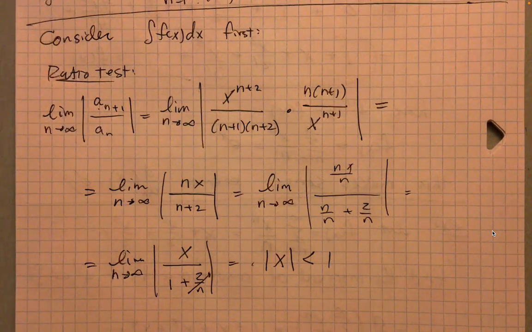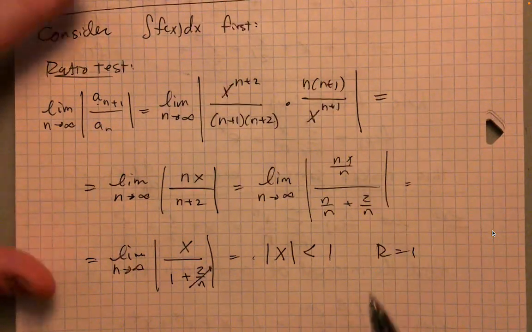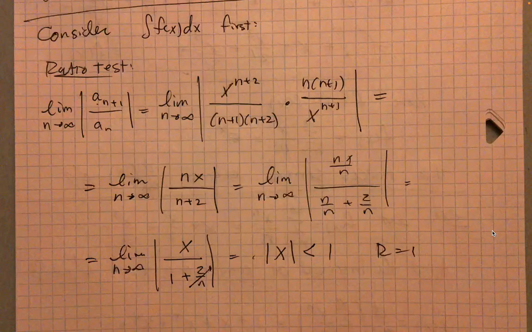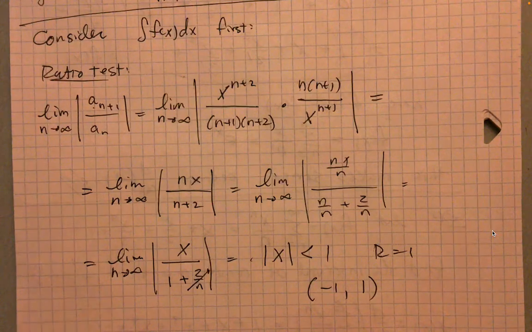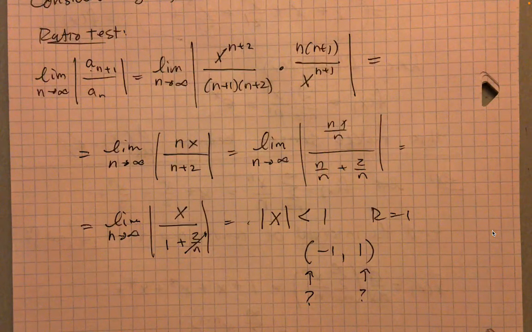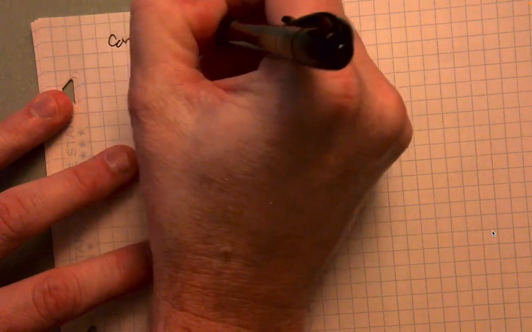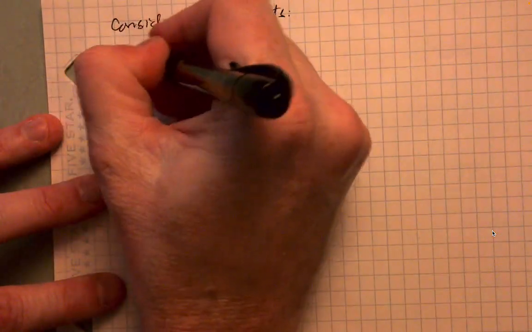Right, so here we can see that r is equal to 1. Now let's consider the endpoints, right? So this is a series centered at 0, so we're talking about at least -1 to 1. Right, now the question is, what about the endpoints? Okay, so let's consider those endpoints. So when x is equal to 1, we'll start with that.